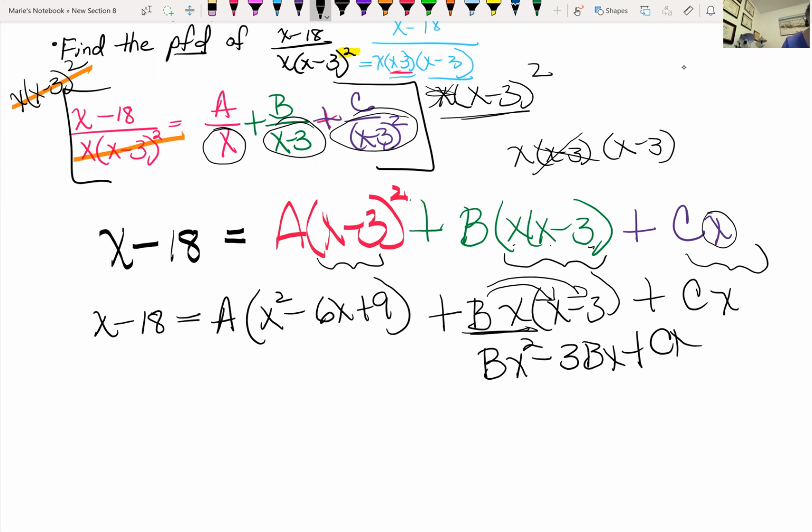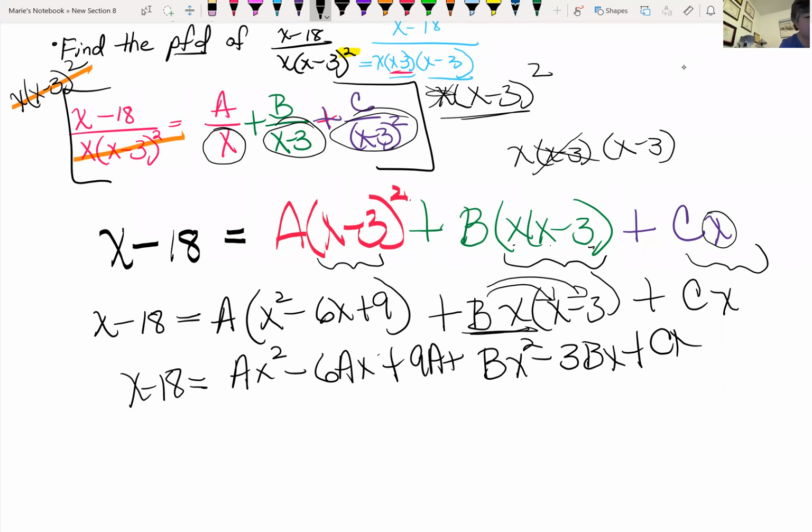And then on this side, this just stays as ax squared minus 6ax plus 9a. So basically you're just spreading out, or distributing, all of the variables. Okay, ready for the next part.